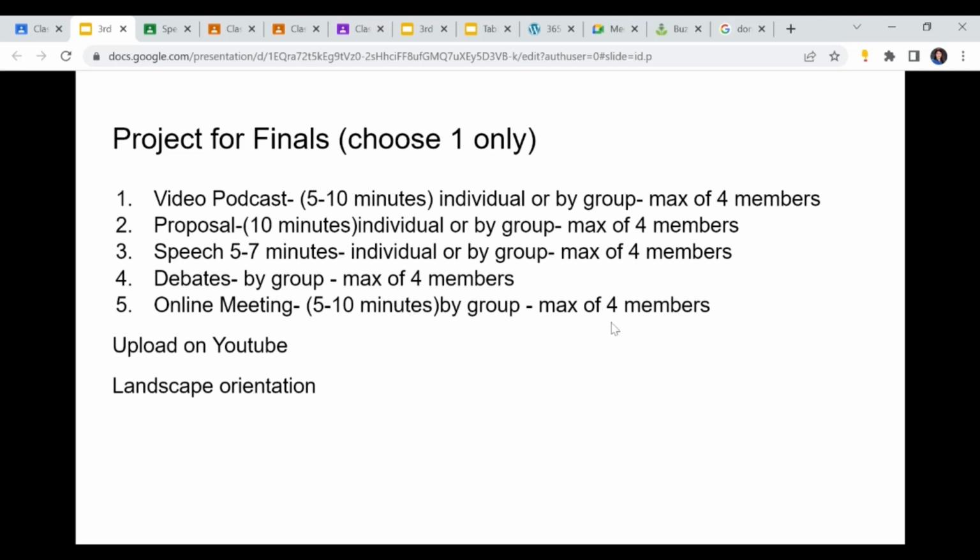And then number four, debates. This one requires a lot of research. Okay, so max of 4 members. There's no time limit here. It depends on how long you want it.